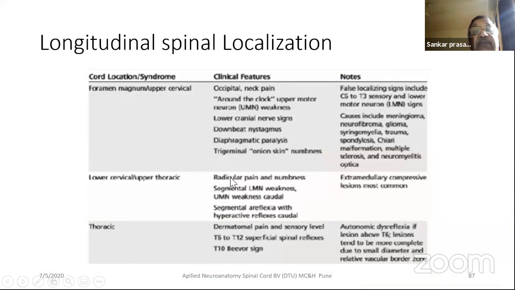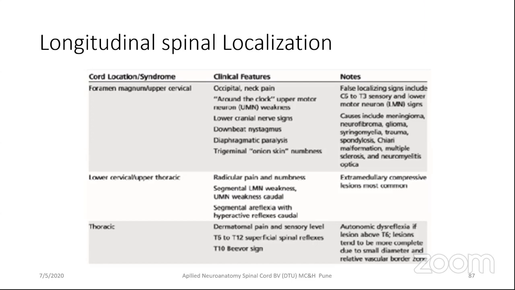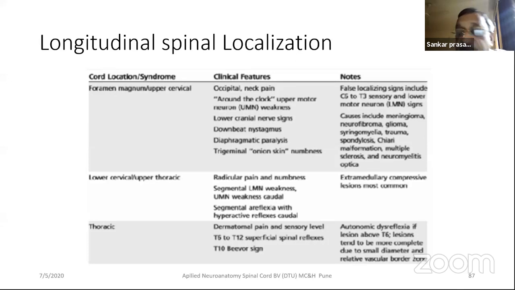At the foramen magnum region, you get occipital and neck pain, lower cranial nerve signs, and downbeat nystagmus. Downbeat nystagmus is a very important localizing feature for that. So you should be able to examine the eyes. What are the eye signs in cervical spine or spinal pathology? What are the eye manifestations in cord disease? What will you look for in the eyes if you are suspecting a cervical or thoracic myelopathy?